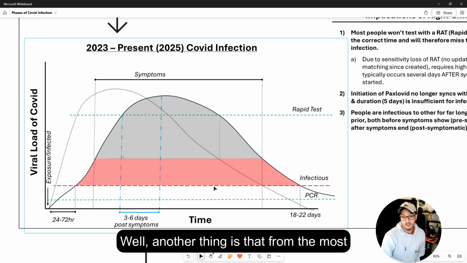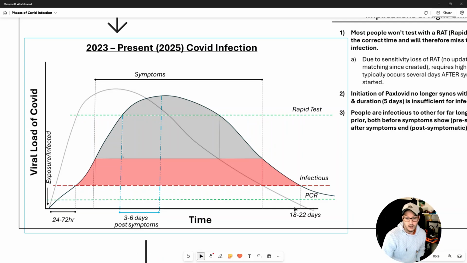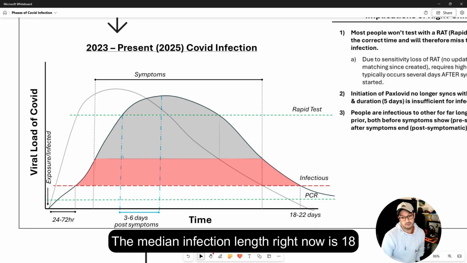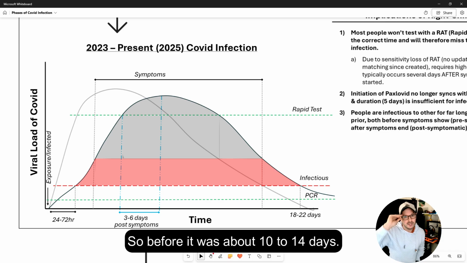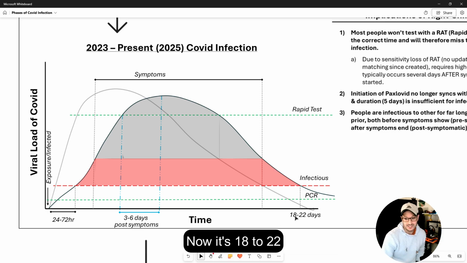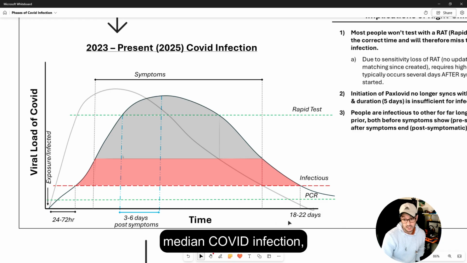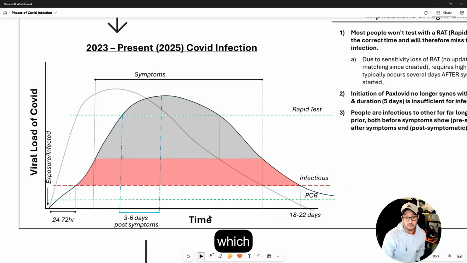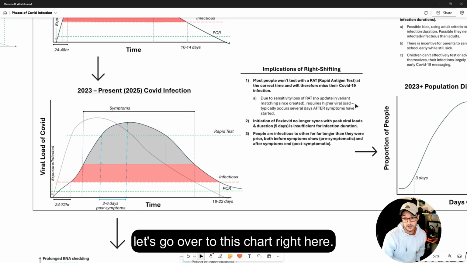Another thing is that from the most recent data, we've seen that not only has this curve shifted right, but the duration of illness seems to have increased. The median infection length right now is 18 to 22 days. Before it was about 10 to 14 days. Now 18 to 22 is the estimate for the median COVID infection, which brings a lot of problems. So let's go over to this chart right here.